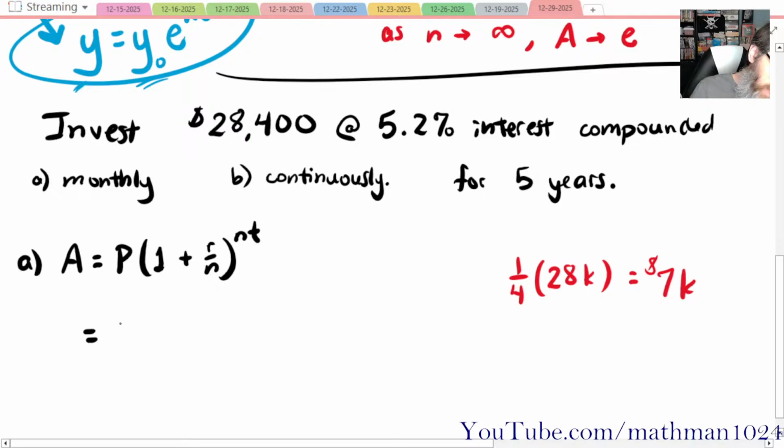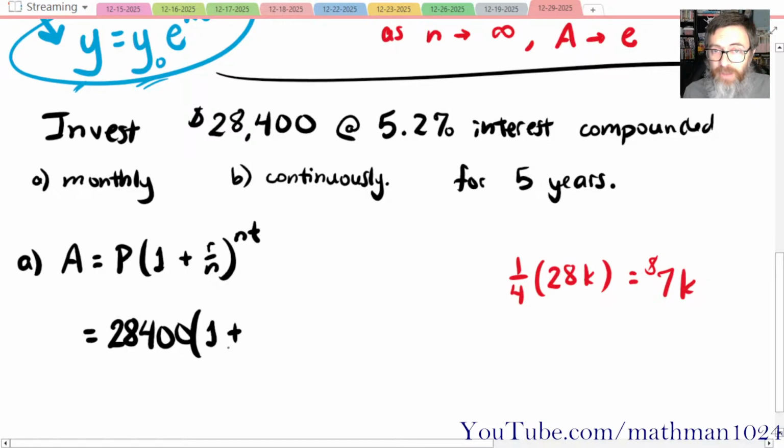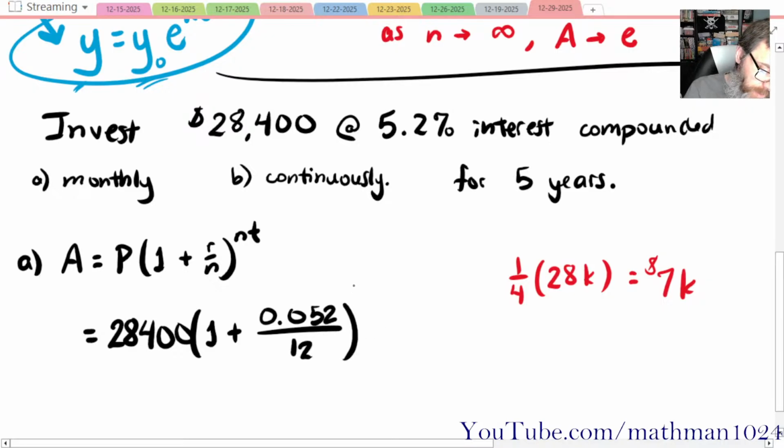So let's see. My initial investment, 28,400, times 1 plus. Now, if this were just 5%, you would say 0.05. Since it's 5.2%, just put the 2 at the end. We're going to do this monthly, so my denominator here is 12. And then my power is going to be 12 times t, which is 5.